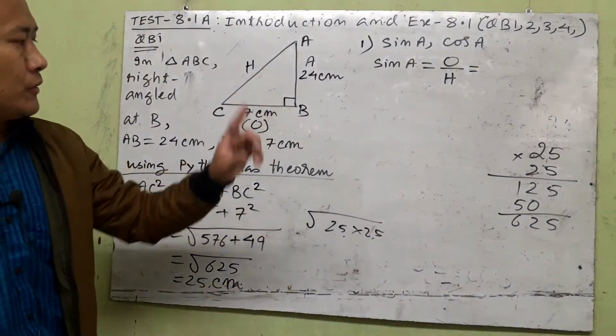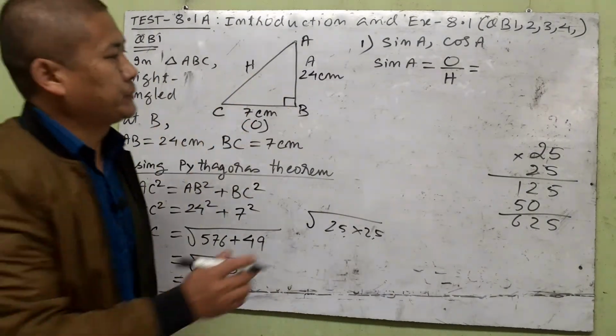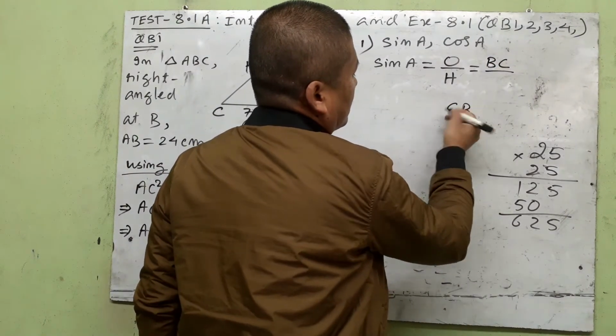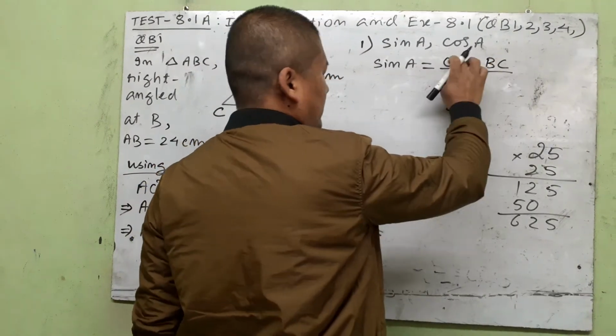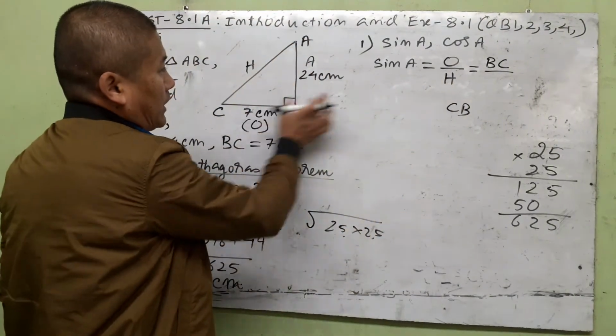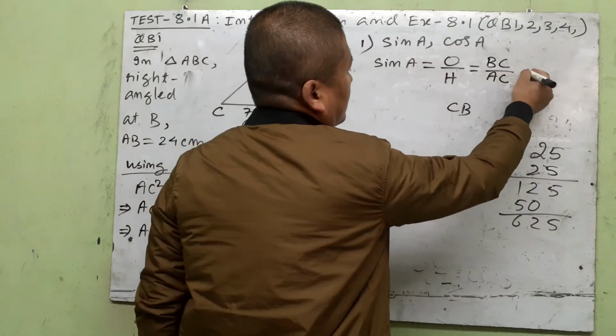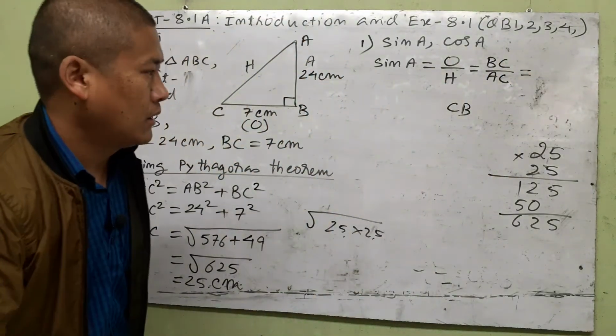Okay, so here O is which one? BC or CB. You read like this also, it's correct. BC or CB, the order is up to you. By hypotenuse, this one, AC, or CA, so you can write. So they'll be equal to how much? That's what they're asking.